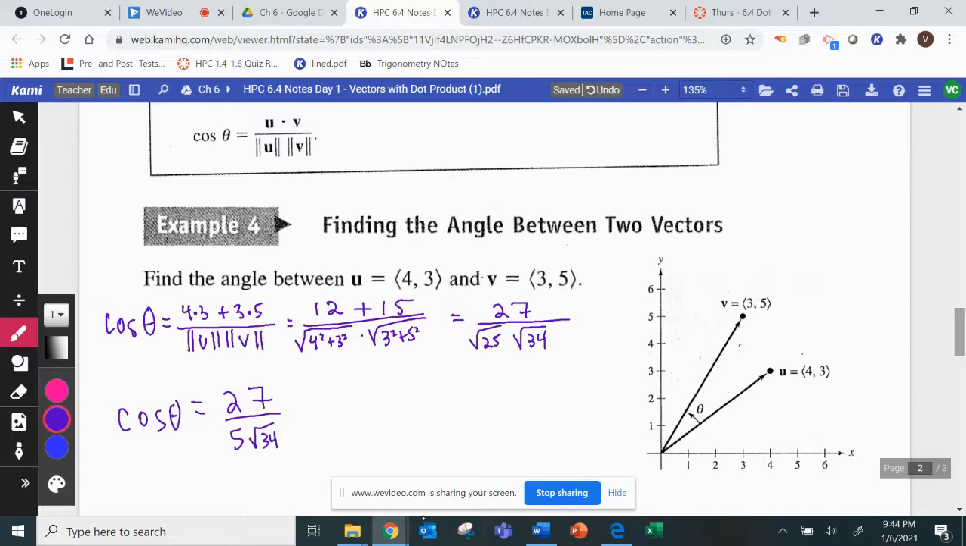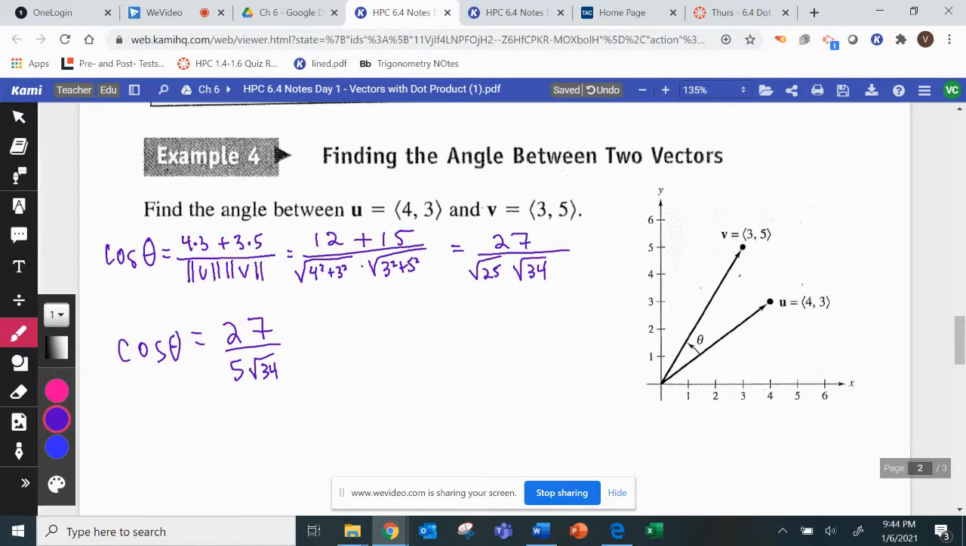We are trying to find theta, so we need to do arc cosine of 27 over 5 square root 34. By the way, I didn't rationalize it because that's not my final answer. That's just extra work that I don't have to do. So that's why I left the square root in the bottom. You can rationalize it. That will not affect the answer at all.